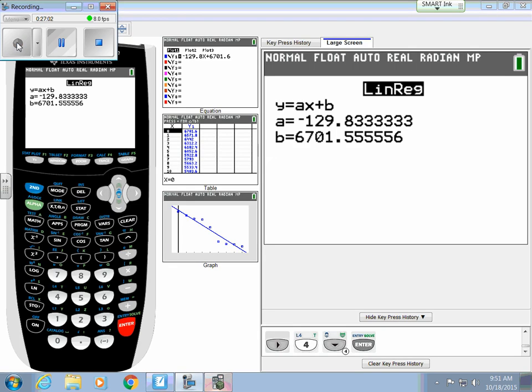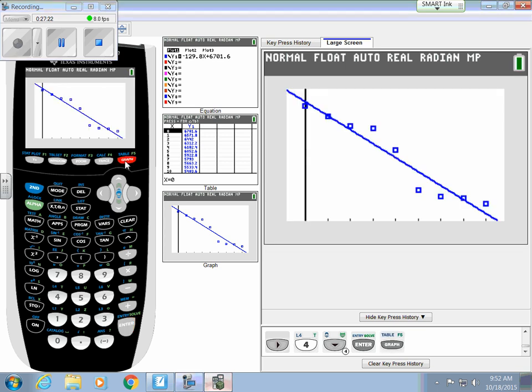So for example 4 in the guided practice, here is what you should have for your line of best fit. y is approximately negative 129.8x plus 6,701.6. And then if you graph this, there's your scatter plot, and then it gives you your line of best fit if we type that in. So that's an overview of using your graphing calculator. We're going to do a bunch of this stuff in class, so don't panic if you don't have everything on your graphing calculator figured out.